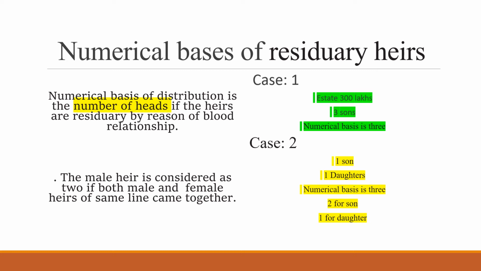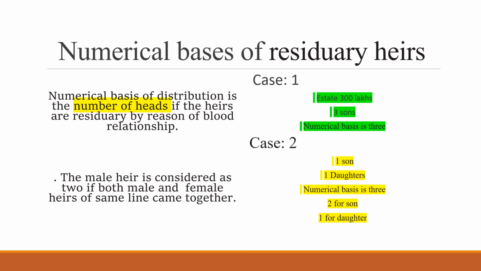In the asaba by others, there will be 4 people coming: son and daughter, sister and brother, half sister and half brother, and son's son and son's daughter. So the male heir is considered as 2 if both male and female heirs of the same line come together.